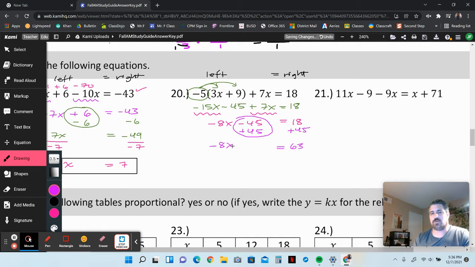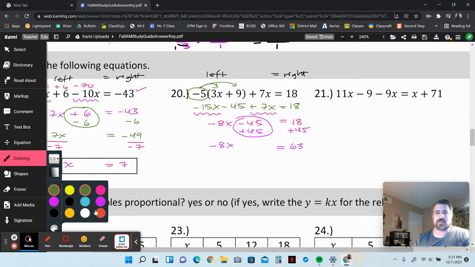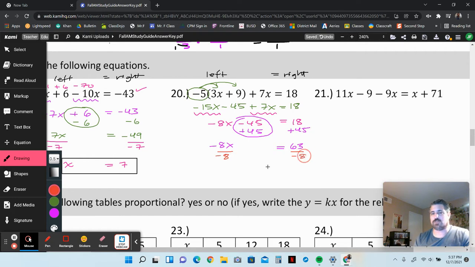And then you're going to ask yourself, well, I want to get not the value of negative 8x's, but I want the value of just x. So how do I undo times by negative 8? In this case, you're going to divide by negative 8. That will give you the value of 1x, which is what you want. So you're going to get x is equal to this.